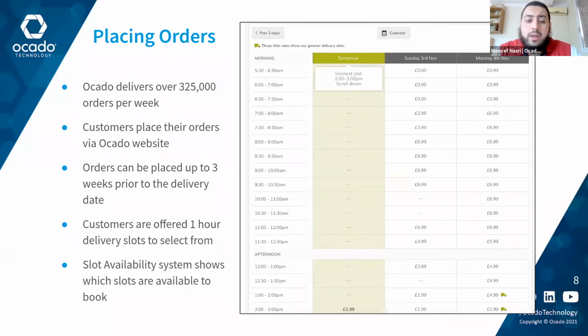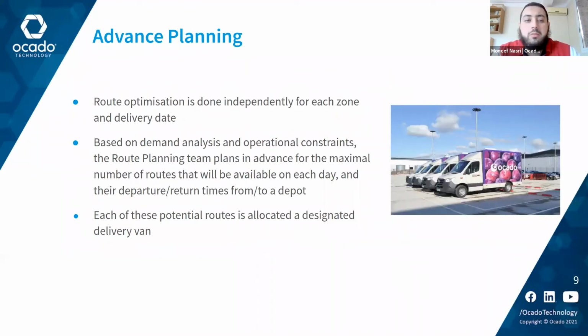All of the slots that we offer are 1 hour, and our slot availability system will show all of the slots that are available. Obviously, before we do that, we also have the route optimization. Based on the demand analysis and some operational research constraints, we do some route planning way before the routing optimization and assign each of the vans to the depot. So we may decide to have a different number of vans available today than yesterday, because we expect that today there are more orders coming up.